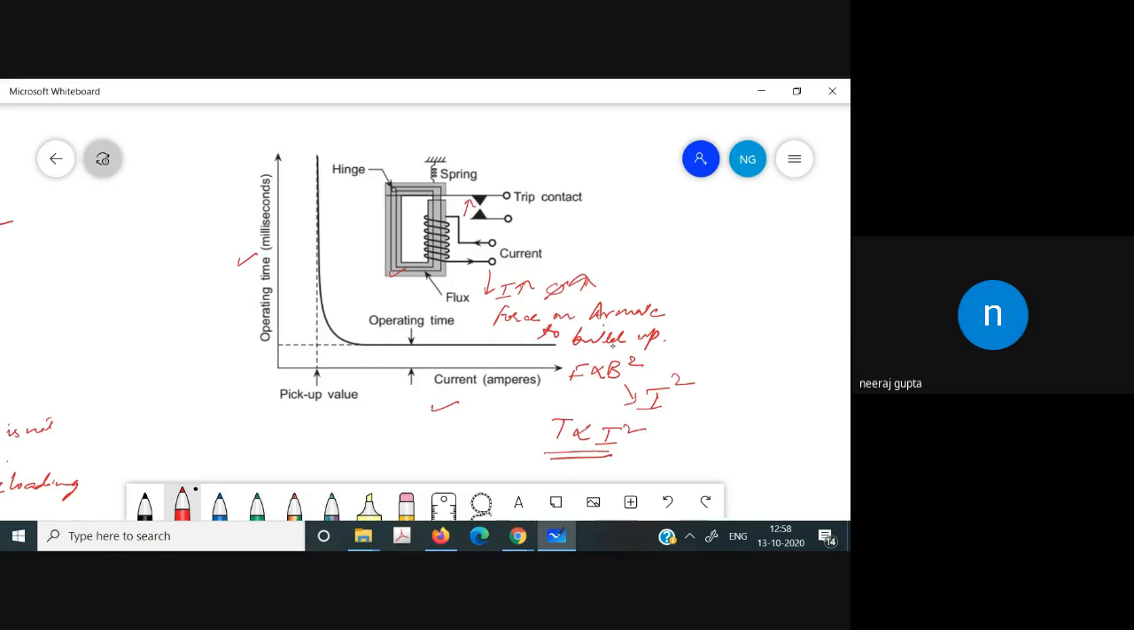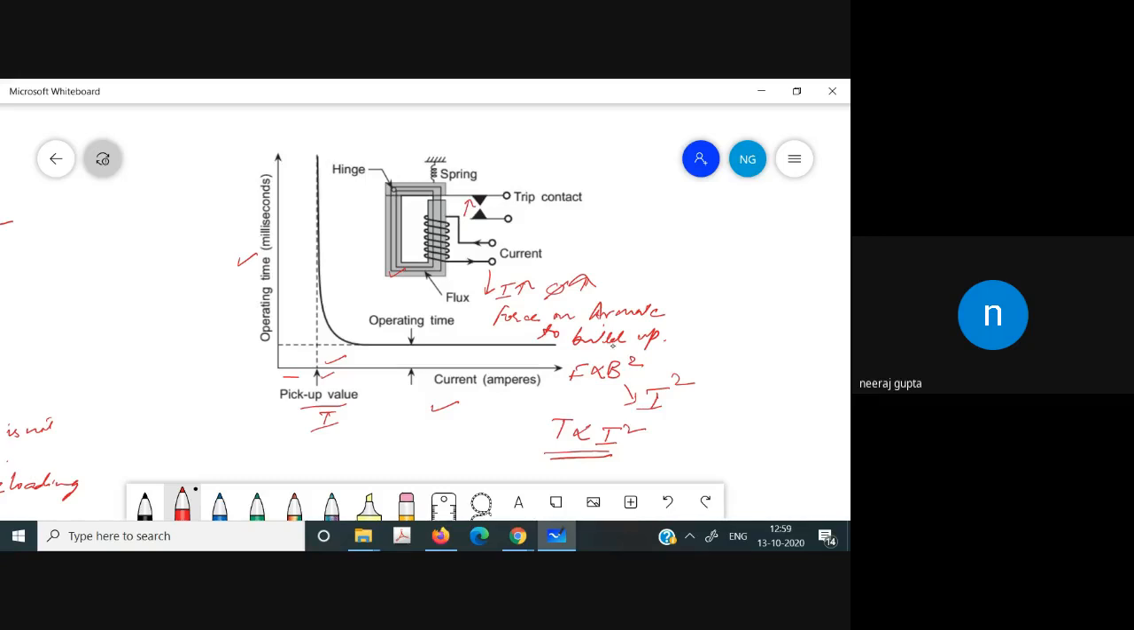Now in this case, you will see that we have the particular pickup value, and the time setting is not available, we cannot set the time. At a particular value of the current, that is the pickup value that we have set, meaning the value of the current set for that, it will operate. So this is the time current characteristic of the instantaneous overcurrent relay.